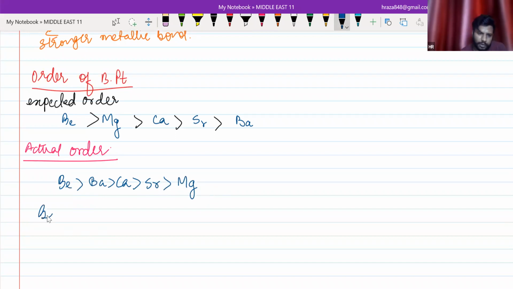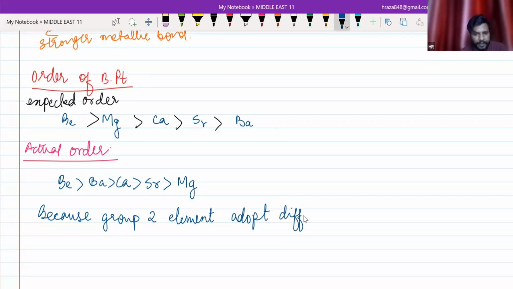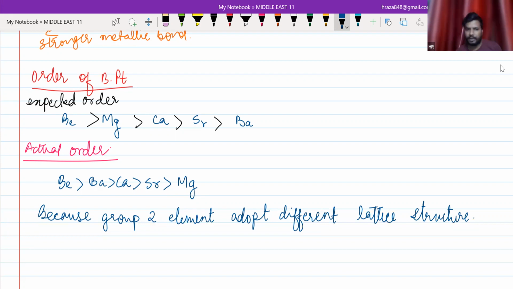Why? Because group 2 elements adopt different lattice structures. We will study about lattice structure in class 12 solid state. So basically this group 2 elements adopt different lattices, that's why its boiling point variations take place.